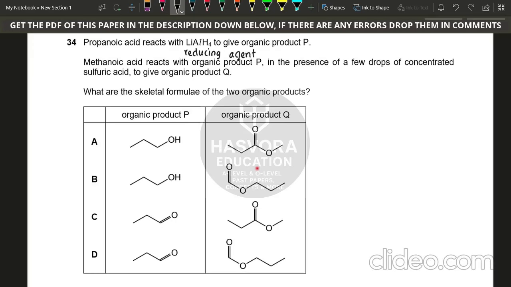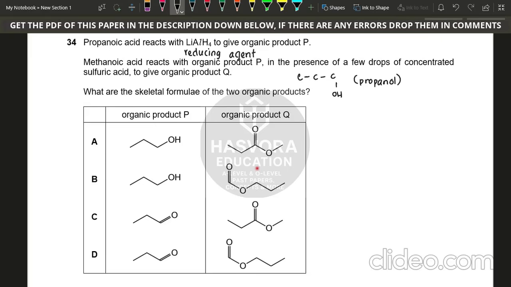it will form propanol. Carbons 1, 2 and 3, and then we will have an OH here. It will form propanol because it is reduced. So acid reduces to alcohol. Now methanoic acid will react with the organic product P, which is actually your propanol, in the presence of a few drops of sulfuric acid to give organic product Q.